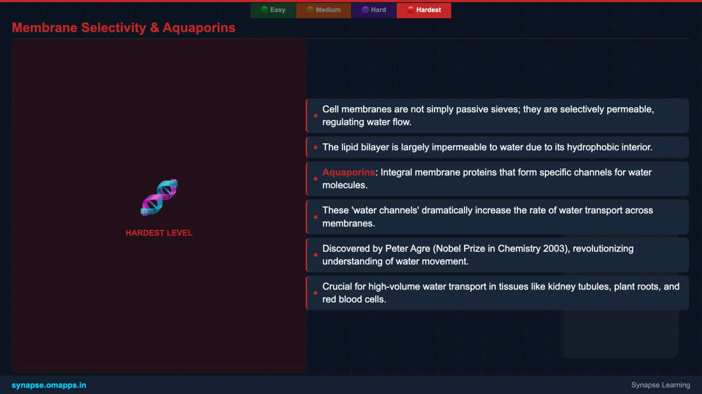This is where aquaporins come in. These are specialized integral membrane proteins that form dedicated channels exclusively for water molecules. The discovery of aquaporins by Peter Agre, which earned him a Nobel Prize, revolutionized our understanding of water transport, explaining how tissues like kidney tubules, plant roots, and red blood cells can move water so rapidly and efficiently.